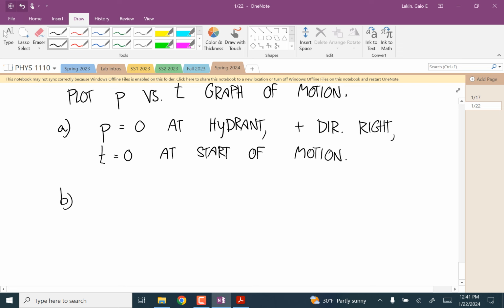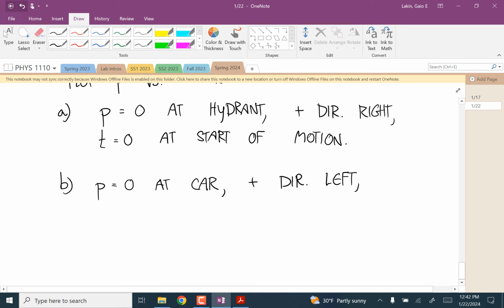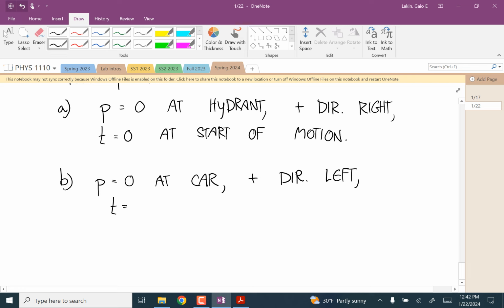Then second, we're going to draw a position versus time graph, but this time the position equals 0 is going to be at the car. The positive direction is going to be to the left. And for time equals 0, we're going to turn the stopwatch on 5 seconds before the motion starts.